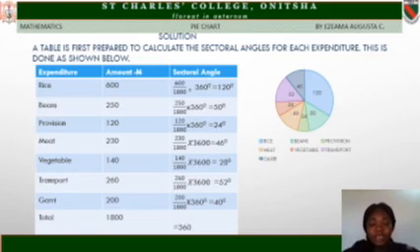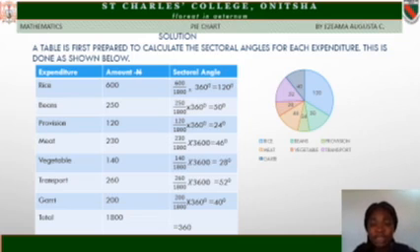Now, the solution to the first example. First of all, a table is prepared to calculate the sectorial angles for each expenditure. This is done as shown below. Look at the table there. We have the column for expenditure, the column for amount, and the sectorial angle. Those are the expenditure the housewife bought from the market. Look at the amount. The rice, we have 600.